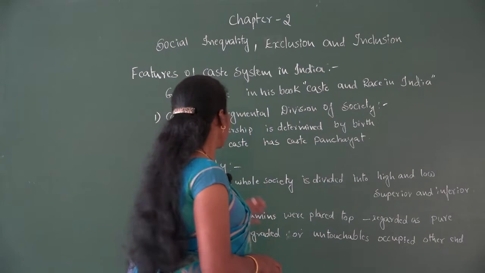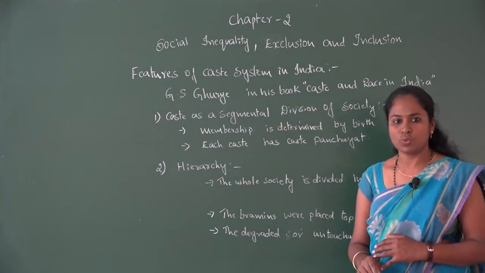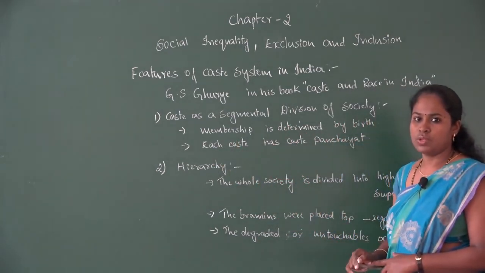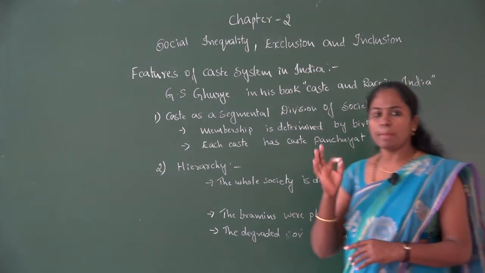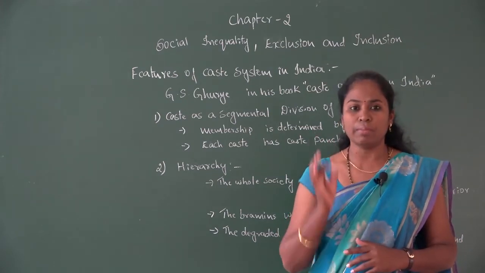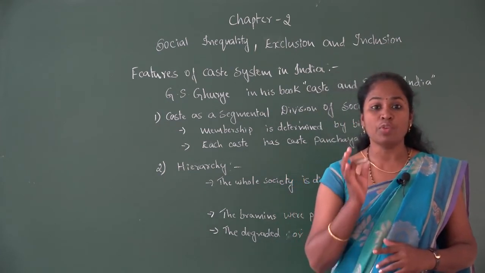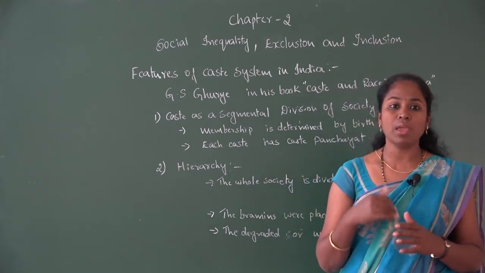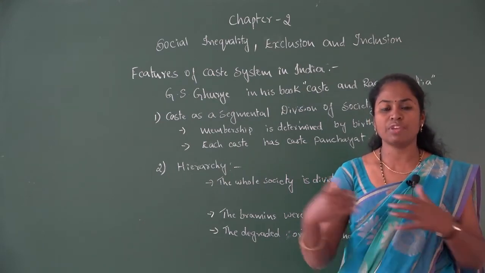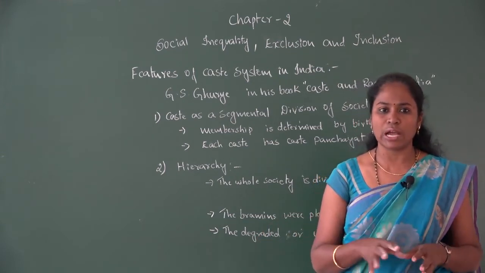The first one is caste as a segmental division of society. Here he says that for any person who is a member of a caste, the membership is from birth. He gets the membership from birth. He may be born a Brahmin, so he will become a Brahmin. If he is born in any other caste, he will become a member of that particular caste.